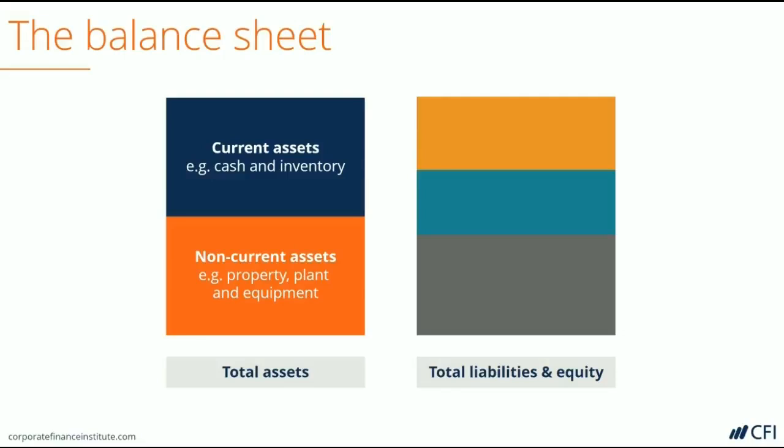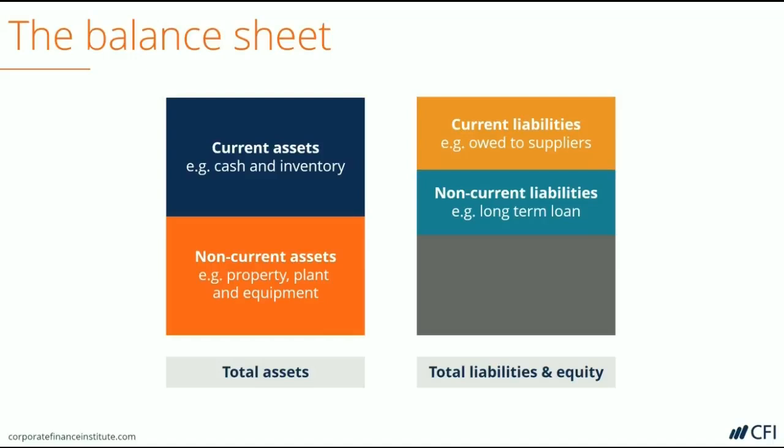Moving on to the right side of the balance sheet, we have two categories: liabilities and shareholders' equity. Liabilities are what the company owes. And just as with the asset side of the balance sheet, those liabilities are broken down into current liabilities, those that are due within 1 year's time, and non-current liabilities, those that are due in more than a year's time.